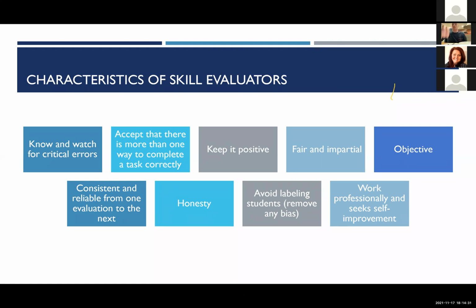They are consistent and reliable from one evaluation to the next. This is the concept we're going to dive into here, and that is inter-rater reliability. From one evaluation to the next, they are consistent. And they avoid labeling students.